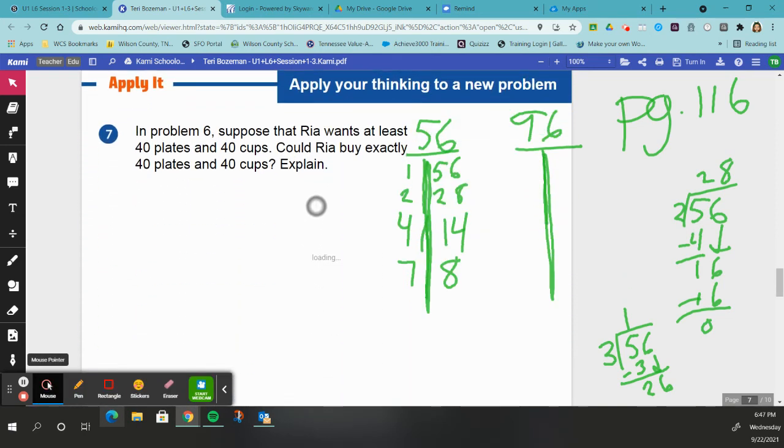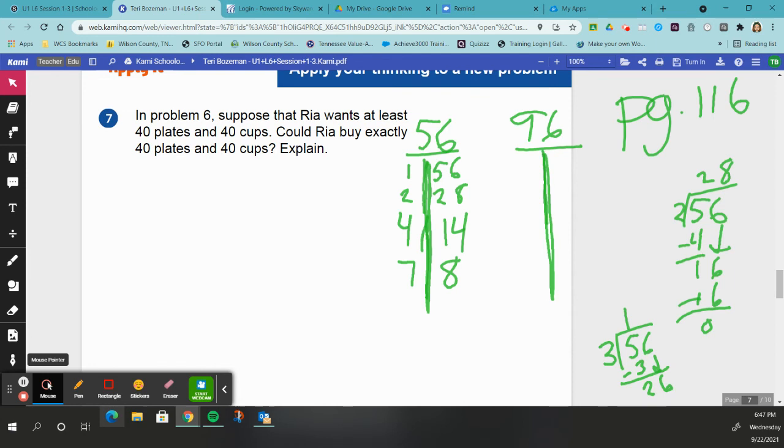Now let's take a look at number 7 here. It says in problem 6, suppose that Ria wants at least 40 plates and 40 cups. Could Ria buy exactly 40 plates and 40 cups? So if we're thinking back to that previous problem, number 6, cups are sold in packs of 12 and plates are sold in packs of 8.